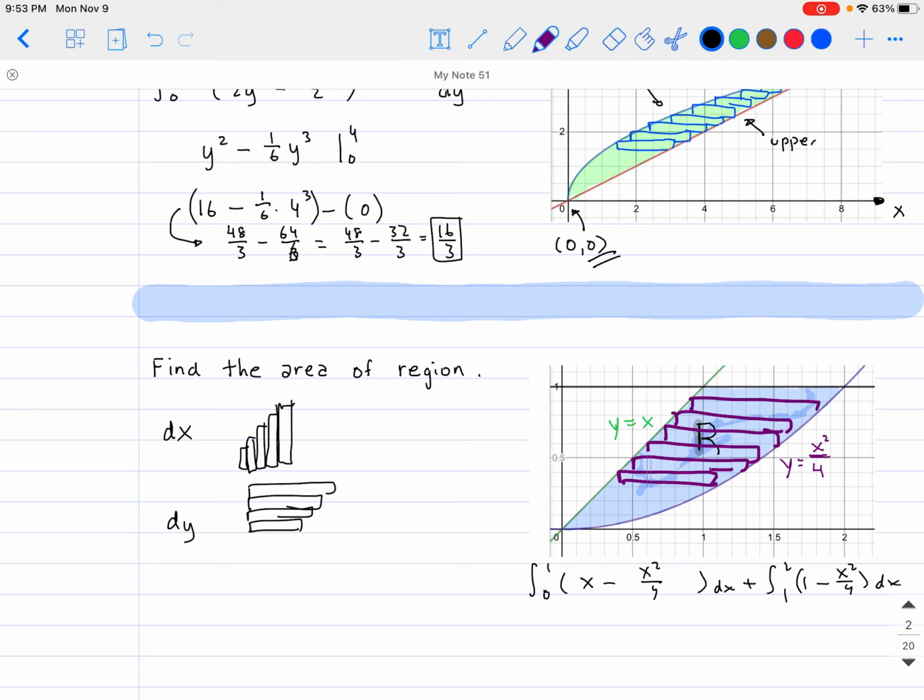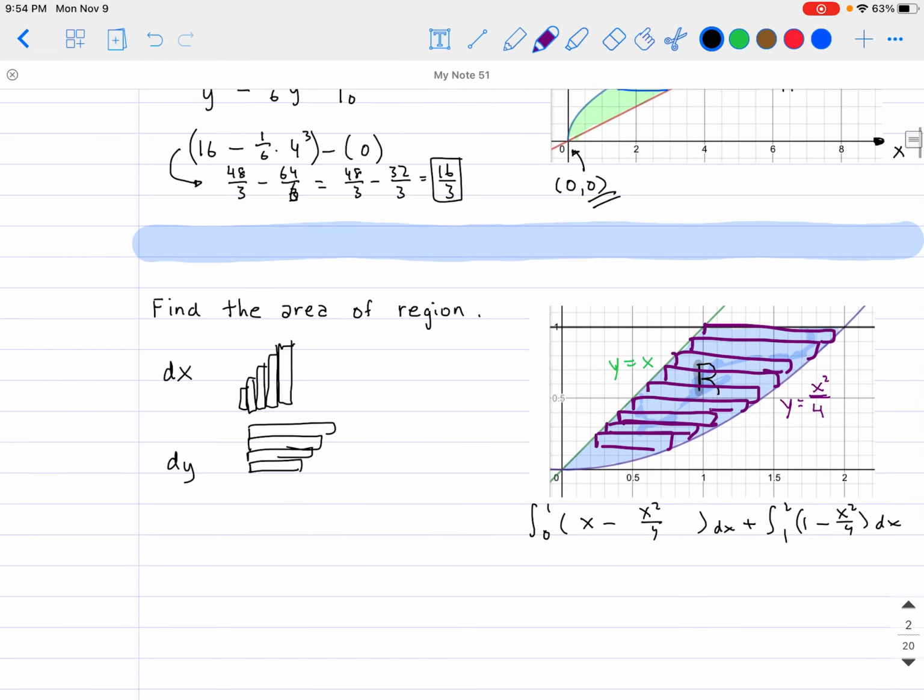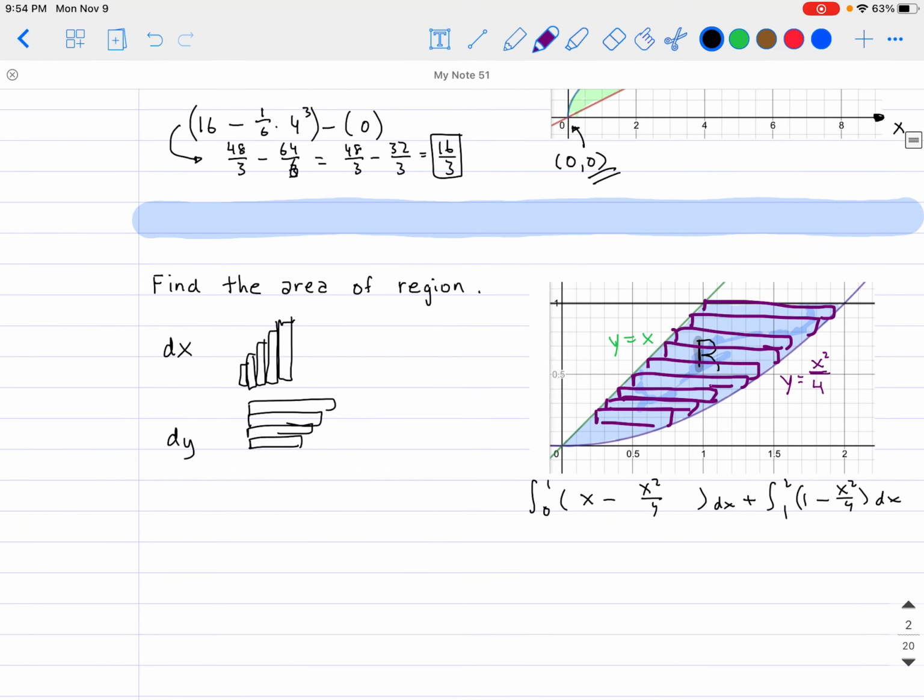And again, if you rotate your head to the right by 90 degrees, you can clearly see what the upper function and the lower function are. So I do believe here we can go ahead and set up then. Let's use dy like we said. So the area of R is going to be, my boundaries vertically are from 0 to 1, because this is the lower bound right here, which is y equals 0, all the way to the upper bound over here, which is y equals 1.